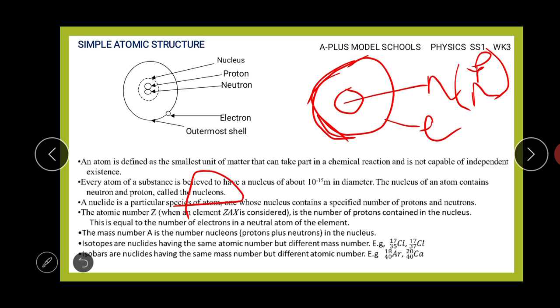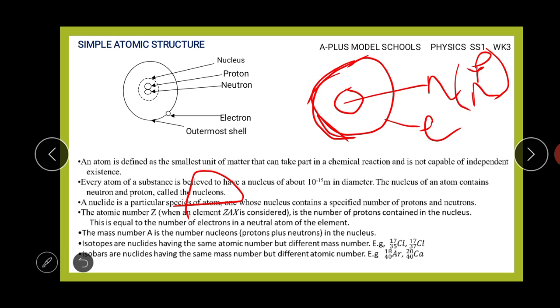The atomic number is also the number of electrons in a neutral element. Whenever a particle is neutral, the number of protons is equal to the number of electrons. So the atomic number can also be said to be the number of electrons if that particular atom of the element is neutral. But whenever the atom is not neutral, the number of electrons and protons are not equal. Therefore, the atomic number is only the number of protons.